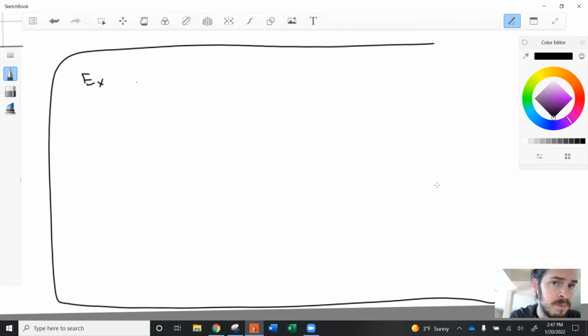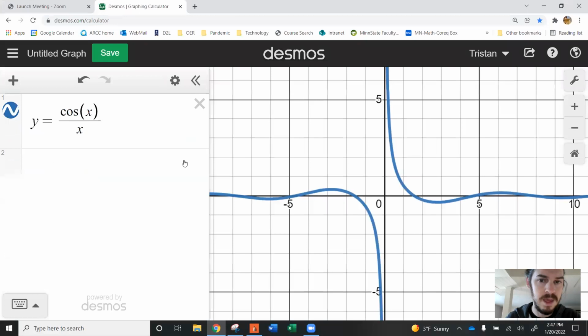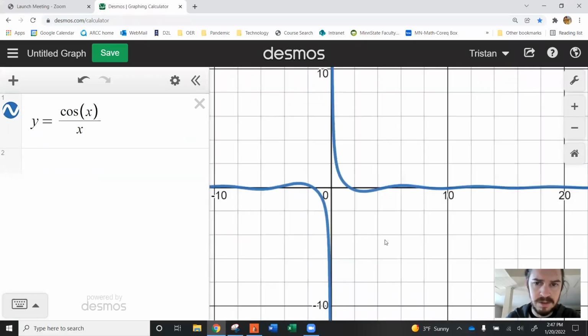Here's an example. We're going to do a new function and call it g. It's going to be cosine of x divided by x. Let me get a picture of this. You can probably imagine what this looks like. I'm going to pull over Desmos here. Here's cosine of x divided by x. Okay. It has a horizontal asymptote here at 0.